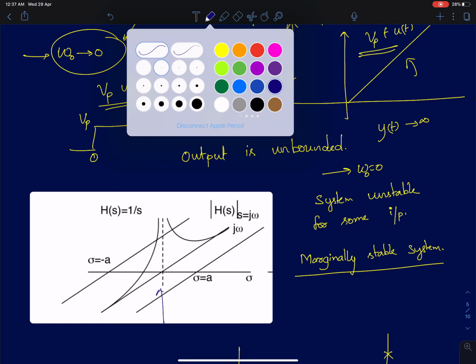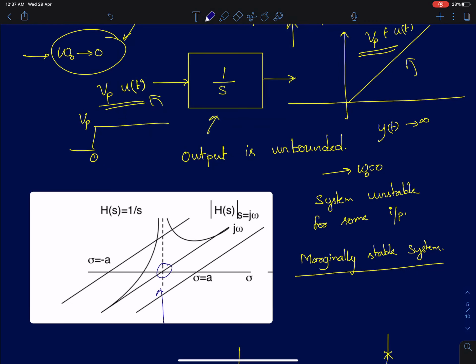So here we can see that the frequency response contains a singularity on the j omega axis itself. Which means for some inputs it can give you an unbounded output, and that happens to be omega equal to 0, or a zero frequency sinusoid, in this case a step input.